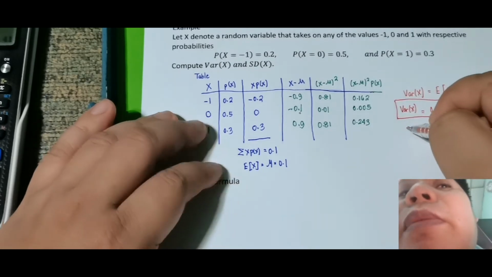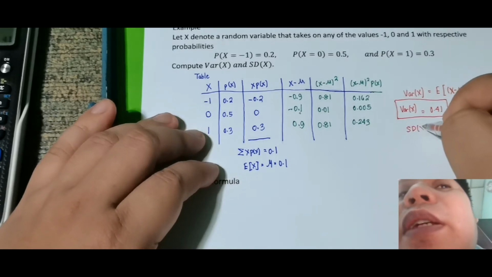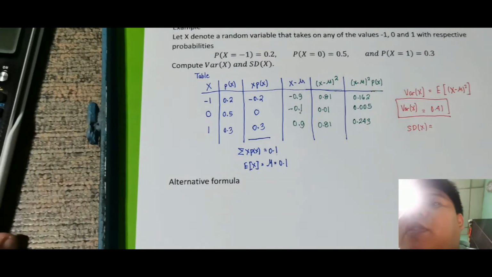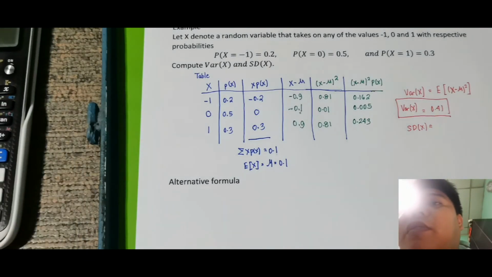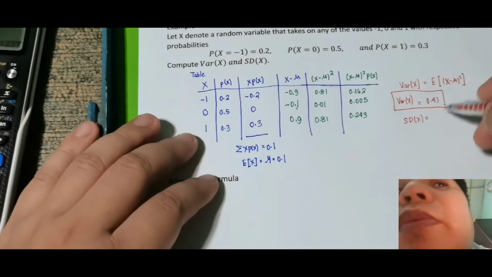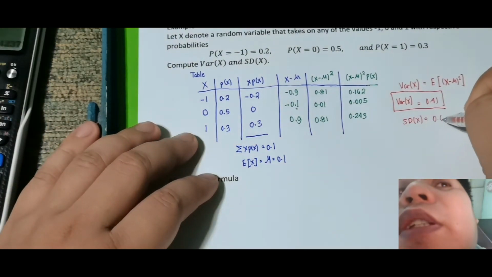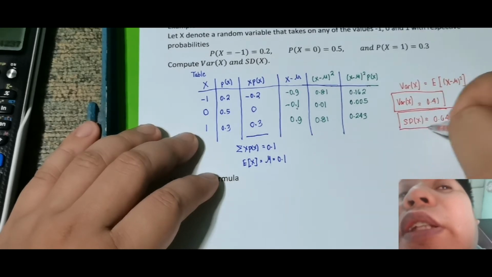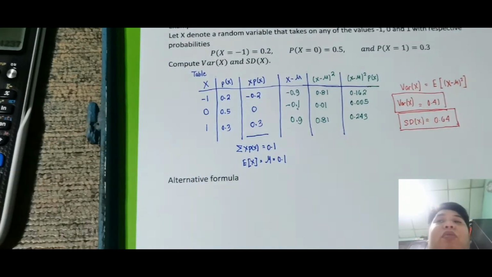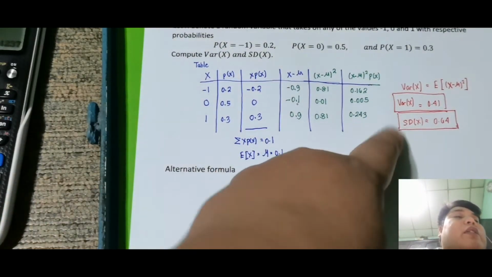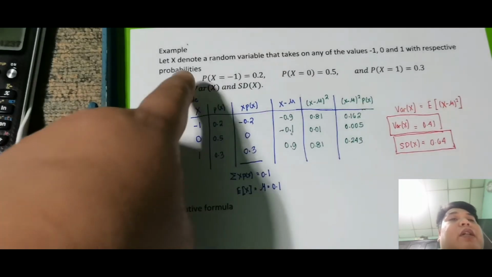Next is the SD of x. Syempre, pinapahanap. So SD of x is just the square root nun. Square root ng 0.41, that is simply 0.64. So this is 0.64, ito yung SD of x. Again, yung standard deviation is just square root mo lang yung value. Therefore, ito yung ating variance of x and SD of x para dito sa given na to.